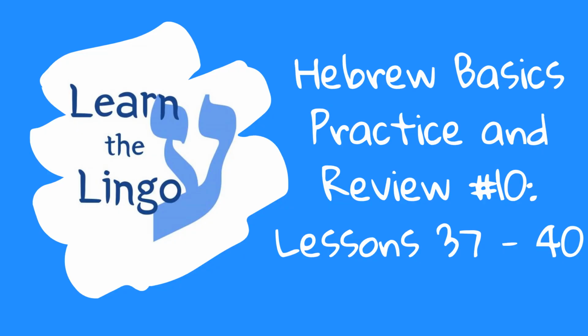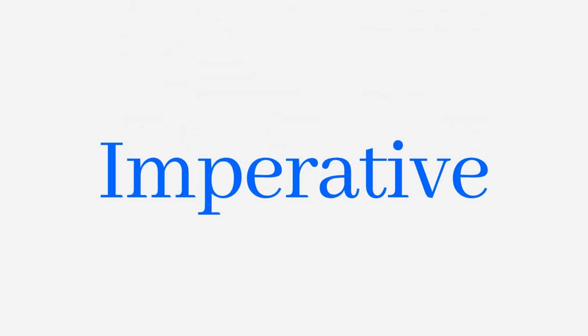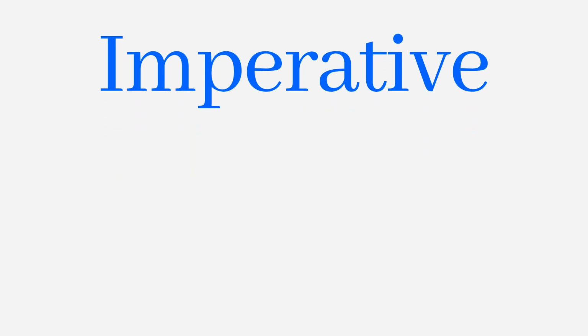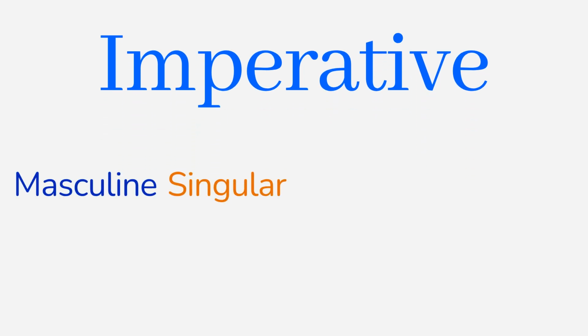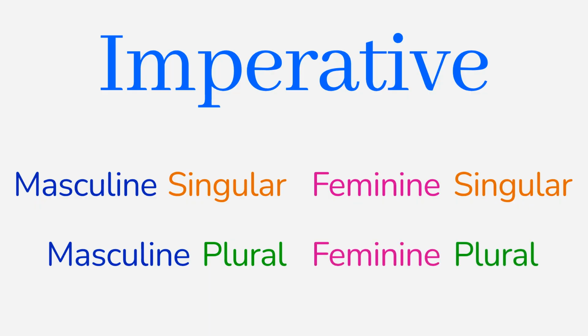Today, we are going to be doing a practice and review of everything we've learned from lessons 37 to 40 in this series. Throughout these past 4 lessons, we've mainly been focusing on how to make the imperative in Hebrew, which is the fifth and final tense of Hebrew grammar. The imperative is used to give commands or orders in Hebrew. Just like the present tense, the imperative has 4 forms: masculine singular, feminine singular, masculine plural, and feminine plural.